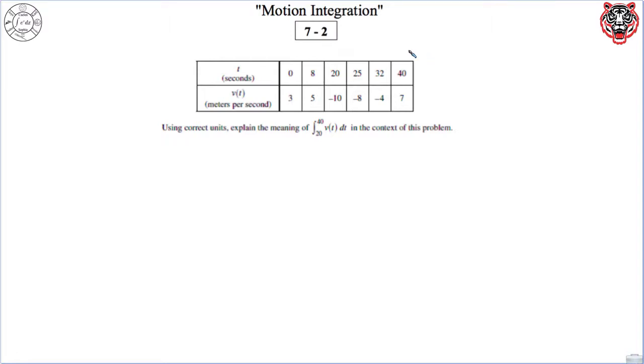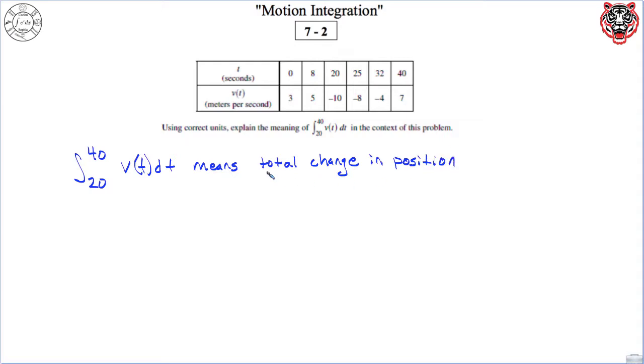This is AP Calculus Worksheet 7-2 Solutions. So we need to explain what this thing means. The integral from 20 to 40 of a function of velocity with respect to time, dt, this means this thing is the total change in position. And that's the main thing, total change in position, but I'm not done. Total change in position, and we're in meters here. So in meters.